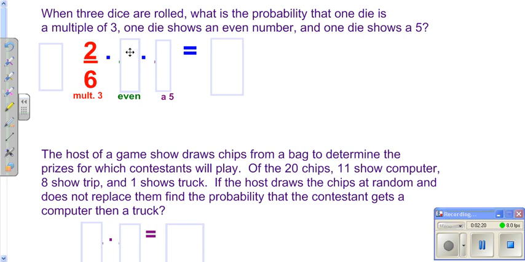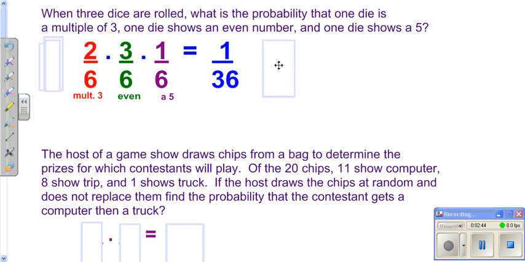An even number, that would be a 2, a 4, or a 6. That's 3 possibilities out of 6. And probability that it's a 5. That's 5 only occurs once, so it's 1 out of 6. Because what you do on one dice has no effect on what you get on the next dice. So then you multiply across the top, multiply across the bottom, we get 1 over 36.